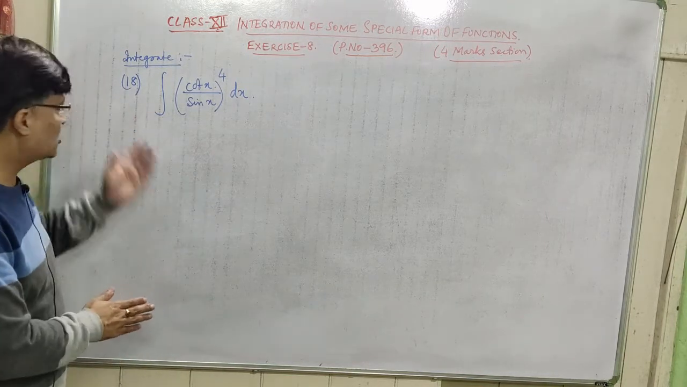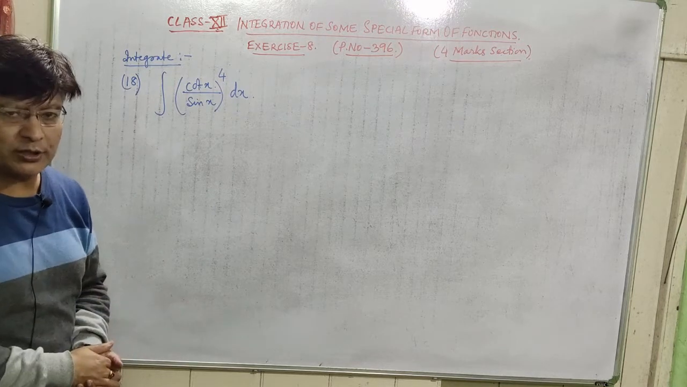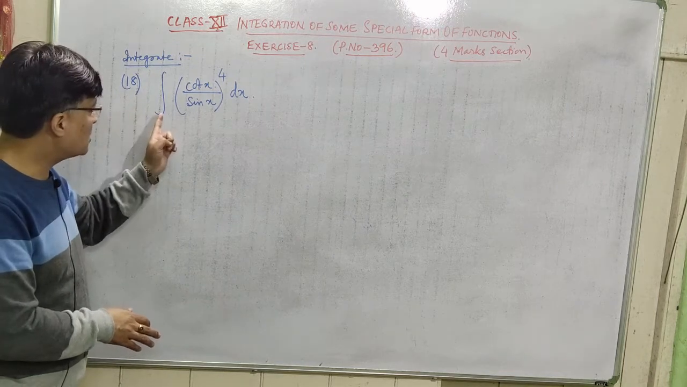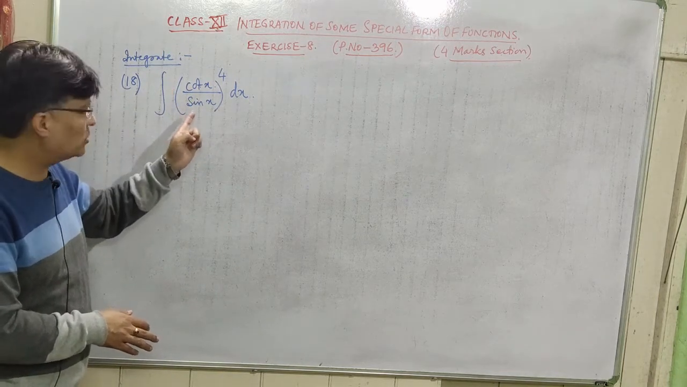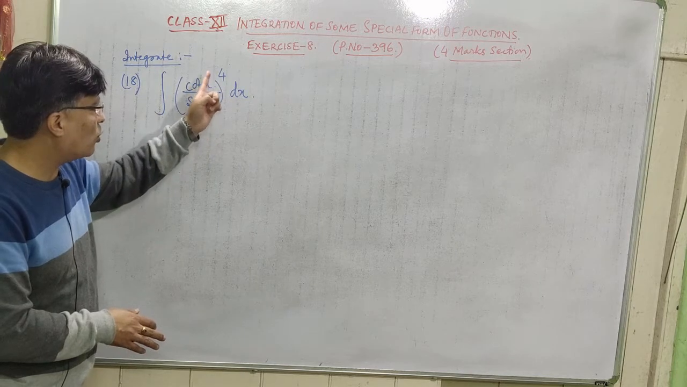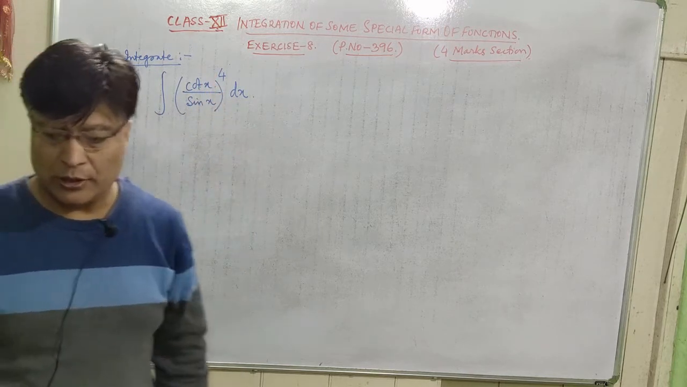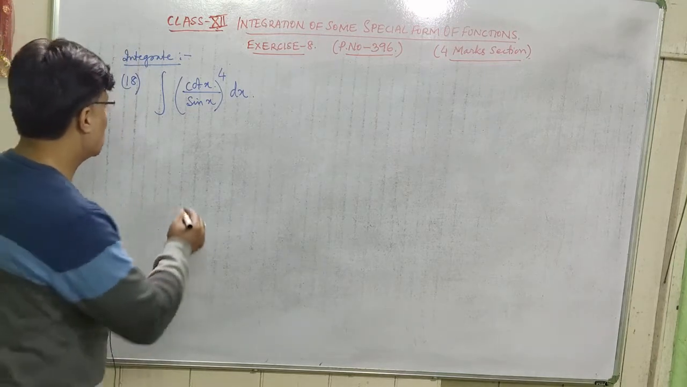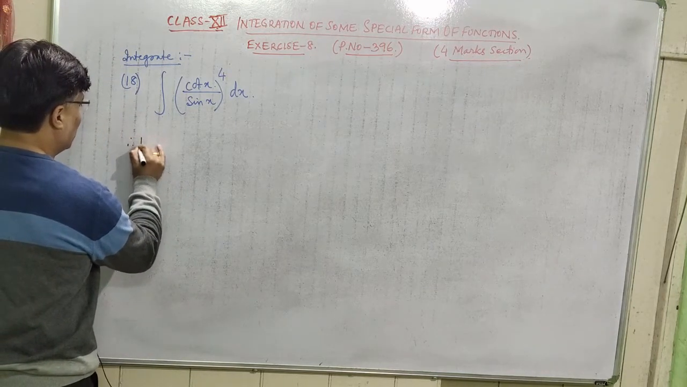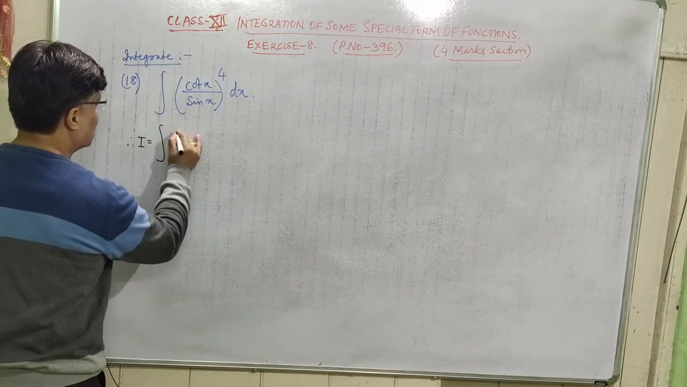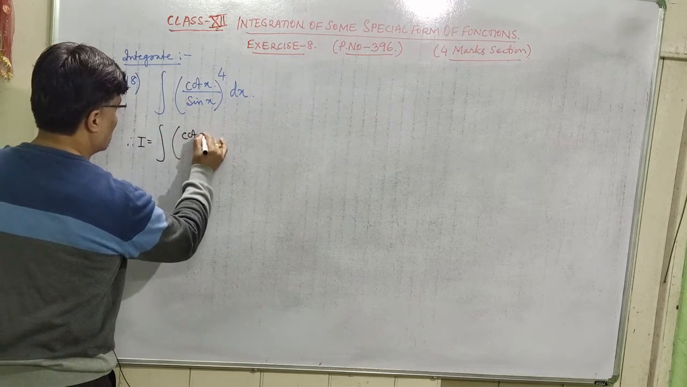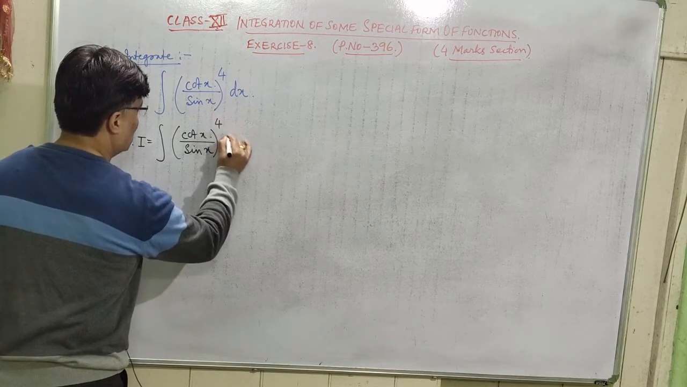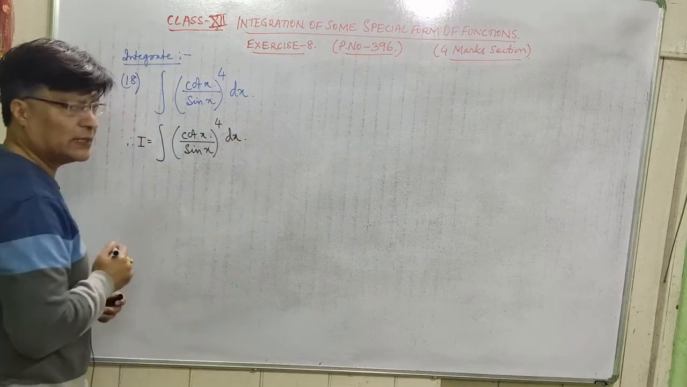Let's do this from question number 18, that is, you have to integrate the integral of the fraction cot x divided by sin x, whole to the power 4, dx. So how can you evaluate this integration? Let us first write, therefore I is equal to the integration of cot x divided by sin x, whole to the power 4, dx, right?